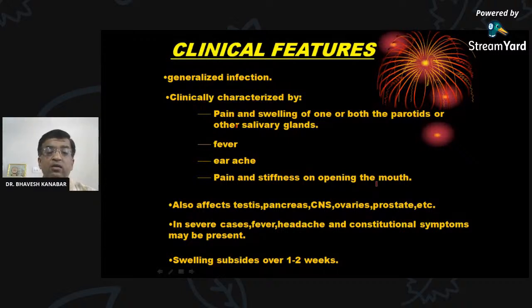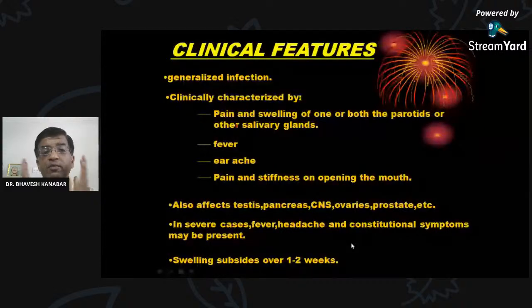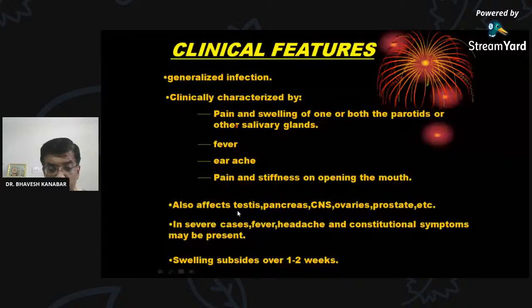So these are very important clinical features and easy to remember. In mumps, clinical features are very easy: fever, salivary gland swelling, pain and stiffness in and around the mouth, earache. It also affects testes, pancreas, CNS, ovaries, prostate, etc. And in severe cases, there can be fever, headache, constitutional symptoms.